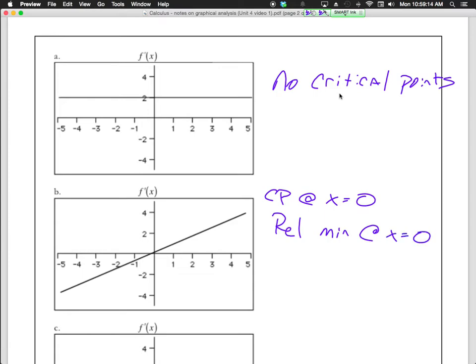Remember, there are 4 things we're looking for on our derivative graph: where it touches the x-axis and where it is undefined. We've already done those 2, so I've taken that out of the way. What are the other 2 things we look for?